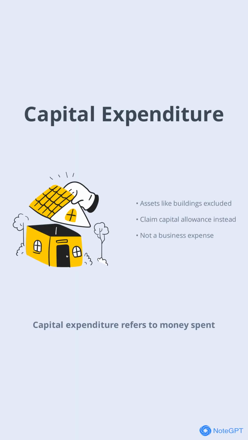Capital expenditure refers to money spent on acquiring capital assets like buildings, machinery, or vehicles. These are not deductible as expenses under Section 39. Instead, you can claim capital allowances under Schedule 3. This distinction ensures that only ongoing business costs, not investments in assets, are deducted from your taxable income.